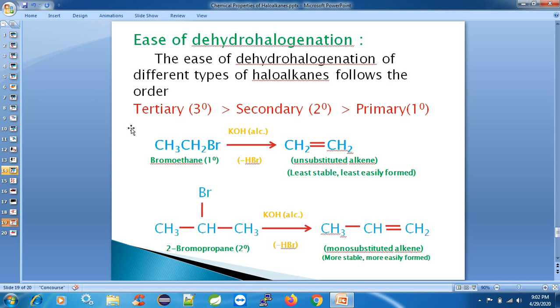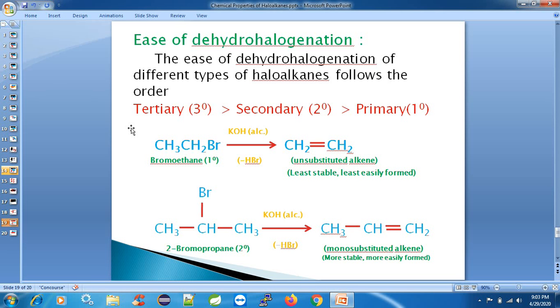Therefore, the alkyl halide or haloalkane which gives a more stable alkene must undergo dehydrohalogenation faster as compared to one which gives a less stable alkene. So the haloalkane forming the more stable alkene will undergo the dehydrohalogenation reaction at a faster rate in comparison to the haloalkane which forms a less stable alkene. Now we can discuss this concept with the help of this example.